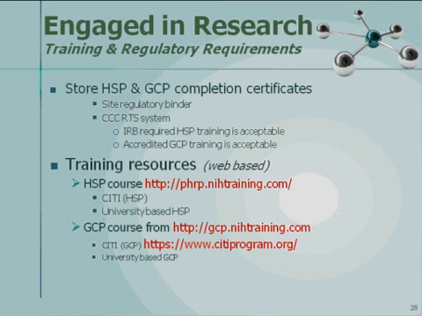So engaged in research. There are a couple different places where you can get your HSP and GCP certificates. We do look at those and collect those centrally as part of the regulatory documents as well. And so below here are listed some places. The NIH courses can do that. There's the CITI courses as well. And some of the institutions have their own HSP courses and GCP courses as well, and those are satisfactory as well. So there can be a lot of different ways that you can acquire this training.